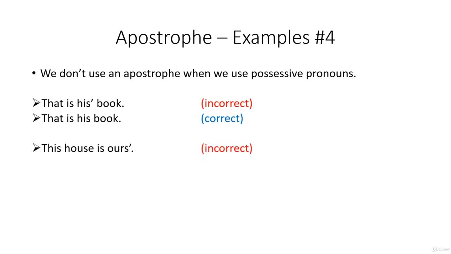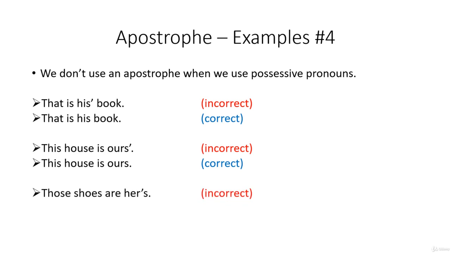Or this house is ours. Again, we don't need the apostrophe. The sentence this house is ours without is the correct version. Or those shoes are hers. Again, no need for an apostrophe. This would be incorrect. The correct version is those shoes are hers.